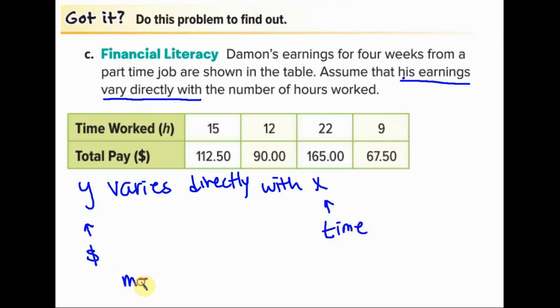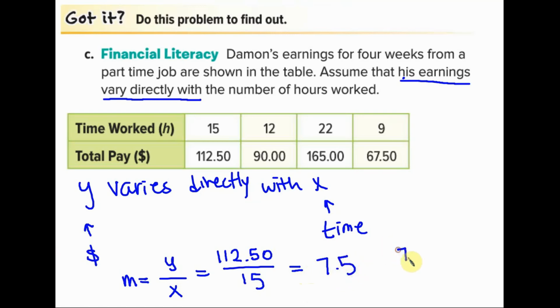And this M can be found as Y over X. You can pick any ratio that you'd like. In this case, let me just pick the first points. I had Y, the money, is $112.50 over 15. If I simplify this, 112.5 divided by 15, I'll get 7.5, which will give you $7.50 per hour as your ratio.